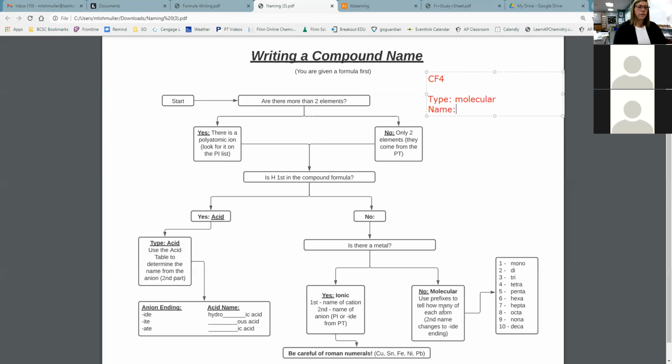And so to do a molecular name, we use the prefixes to tell how many, with the second name changing to IDE ending. Now, I didn't include this on here because I want you to know this yourself, but remember, we only use mono for the second part, not on the first element. So we're not going to say monocarbon, we're just going to say carbon, because that is an implication that there's one. So the first part of the name will be carbon. And then we have 4 fluorines, so we will say tetrafluoride. So carbon tetrafluoride is the correct name for CF4.